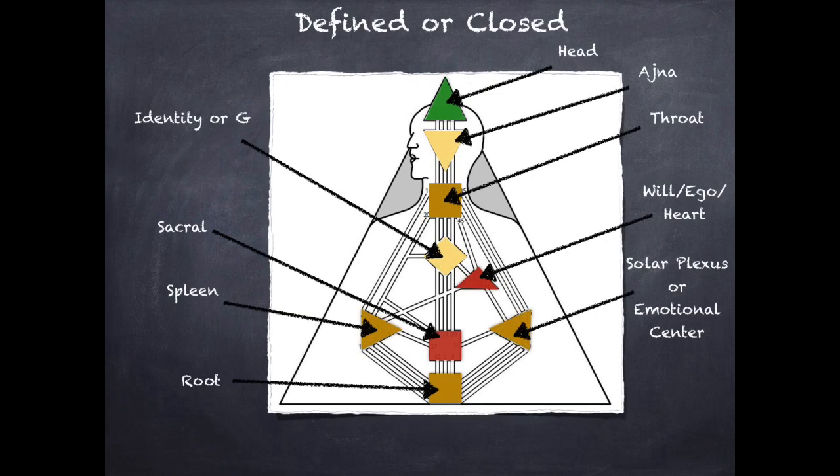So when something is defined, it will show up as a particular color. So here it shows the root, the spleen, the emotional solar plexus, and the throat are all brown. The identity and the ajna are yellow, and the head is green.